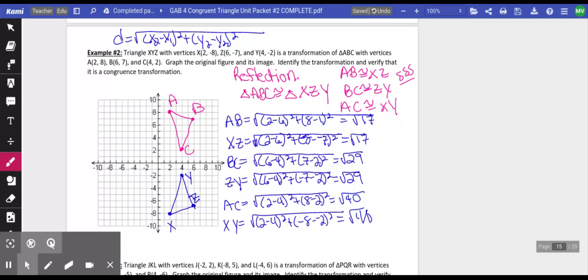So you can see that I found AB and XZ are both the square root of 17, so they are congruent. BC and ZY are both the square root of 29, so they are congruent. And AC and XY are both the square root of 40, so they are congruent. So yes, this is a reflection, and the triangles are congruent.